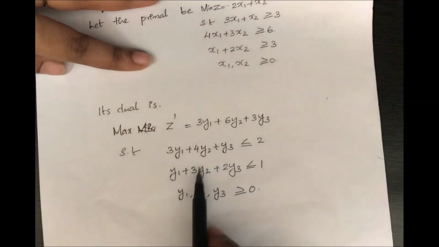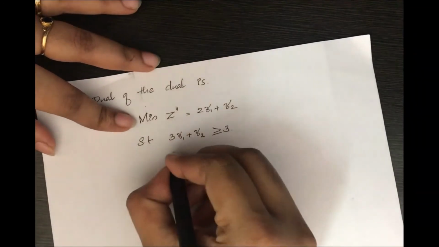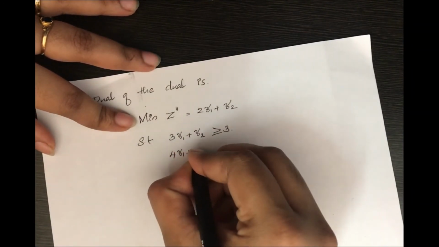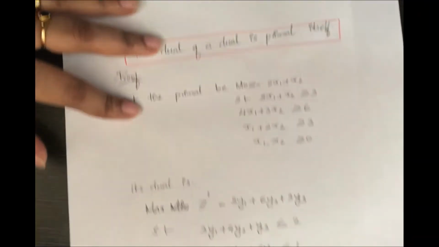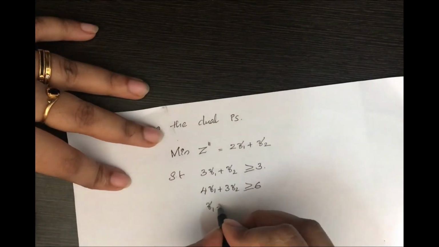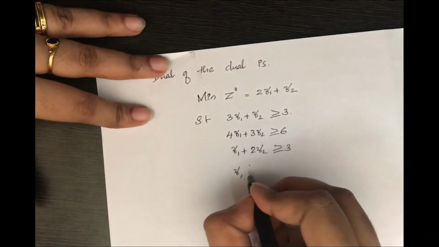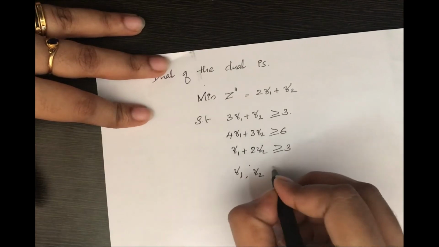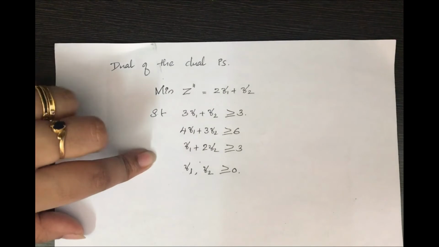Second, 4Z1 plus 3Z2 greater than or equal to 6. Third is Z1 plus 2Z2 greater than or equal to 3. Z1, Z2 greater than or equal to 0. This is the dual of the dual.